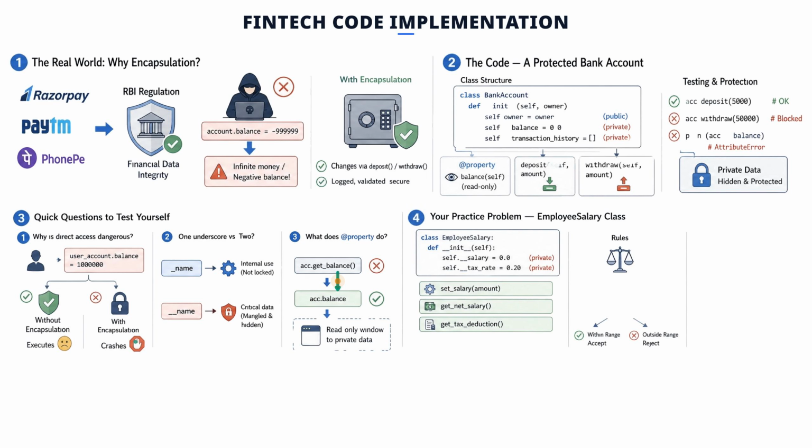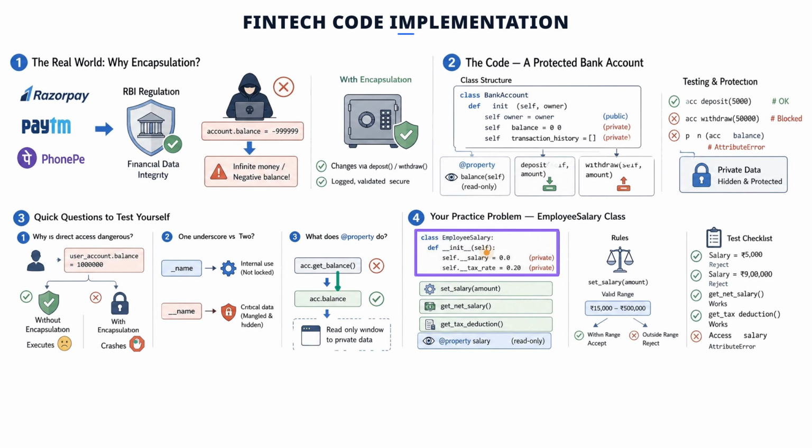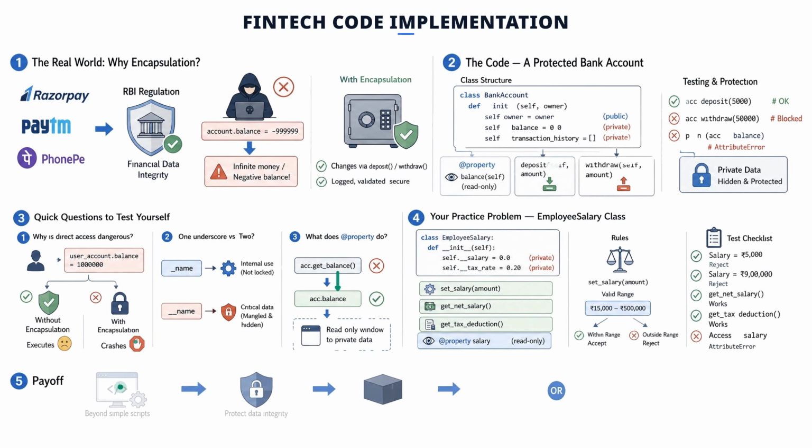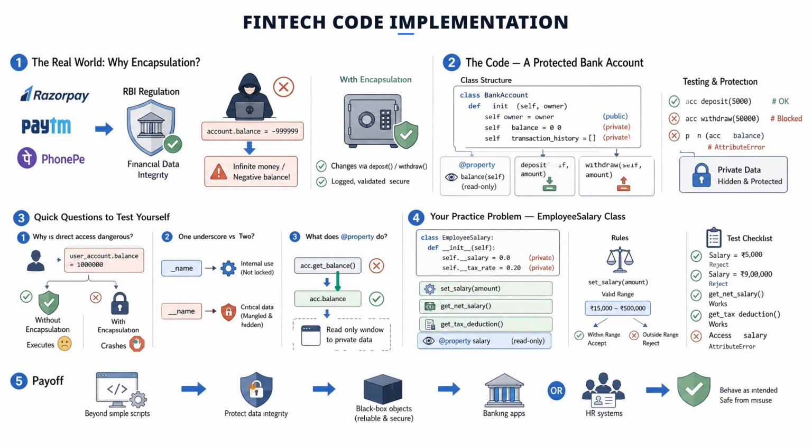Now it is your turn to build a secure system. You are tasked with creating an employee salary class for an HR system. You need to create a method to set the salary that checks if it falls within a valid range of 15,000 to 5 lakh rupees. You'll also include methods for net salary and tax deduction, and a property for reading the salary. By mastering encapsulation, you have moved beyond simple scripts to building professional-grade software. You now understand how to protect data integrity and build secure, reliable objects for real-world applications.